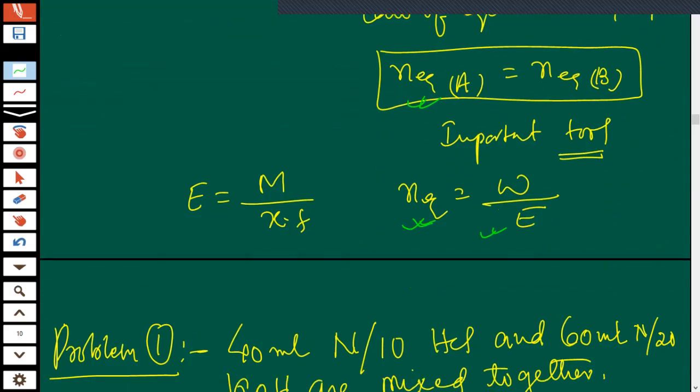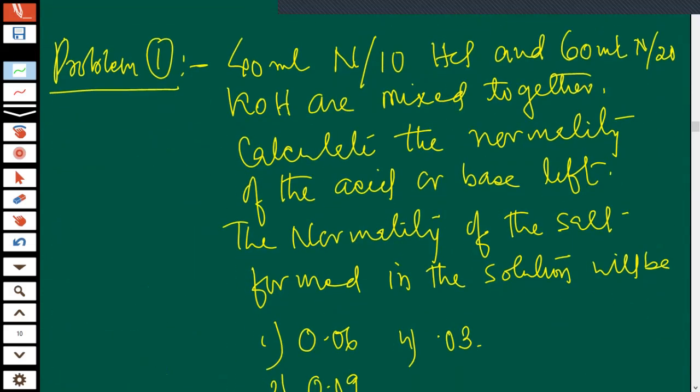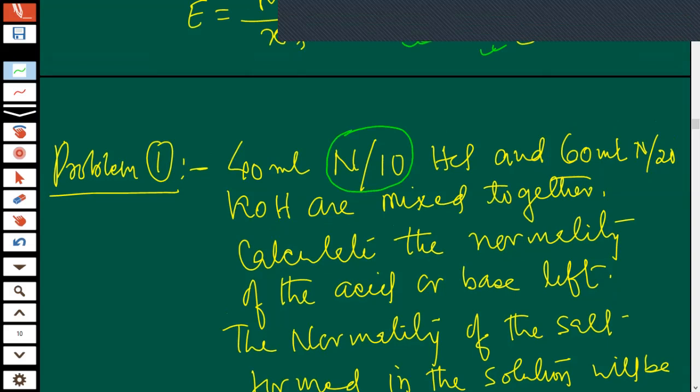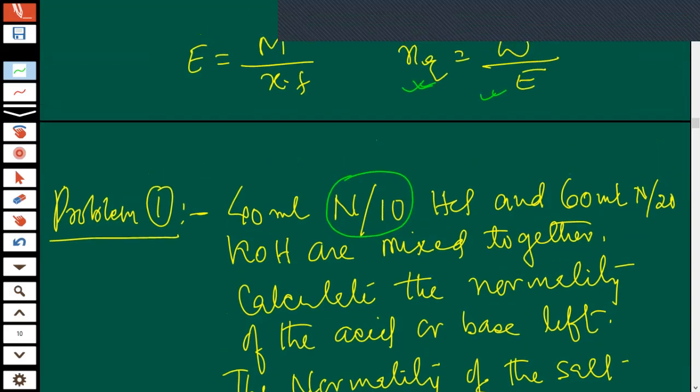Yes, sir. So now there is a question for you. 40 milliliter. Whenever we write N/10, this is the stylish way, children. N/10 is nothing but normality equal to 1/10. All this information is written in shortcut. Instead of writing normality equal to 1/10, they write N/10. Did you understand, children?